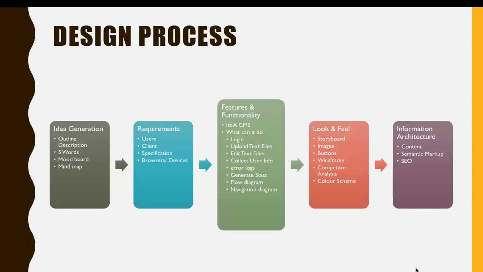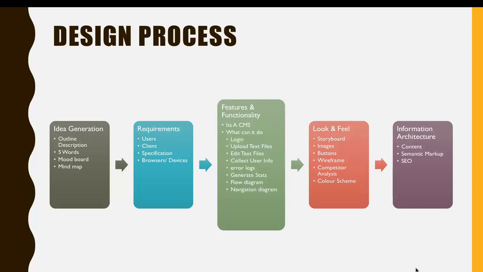Once we've worked out what we want our site to do in terms of how it operates, we need to consider the next stage, which is how it looks and its feel. Again, this is quite a subjective thing, but it will be based upon our users' requirements and also the ideas that we generated to start with. So your 5 words and your mood board could be very useful here. We need to consider the kind of images that we're going to use, what our buttons are going to be like, and we really need to consider quite closely how we're going to design those.